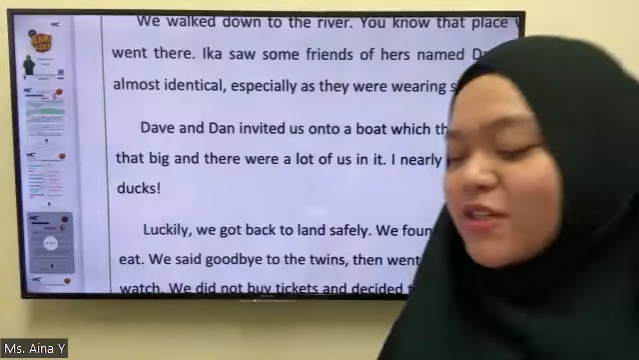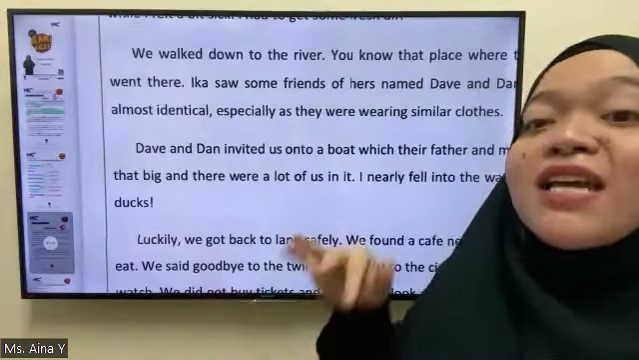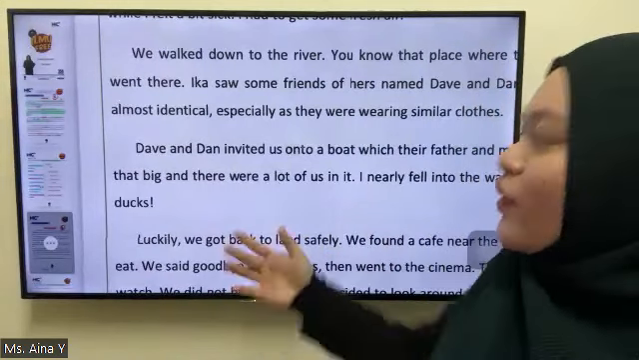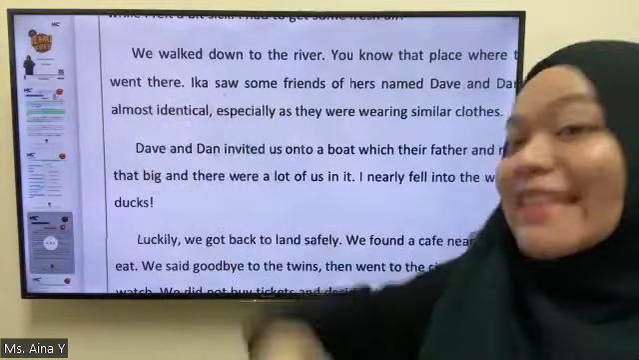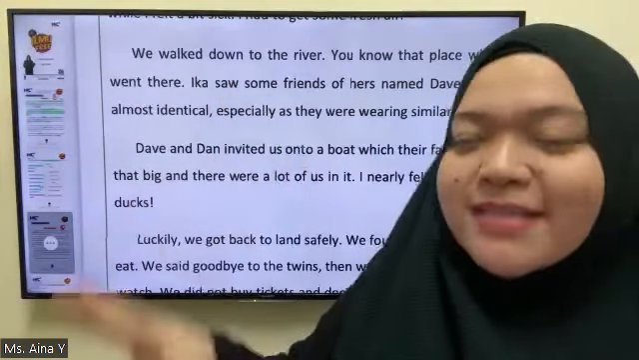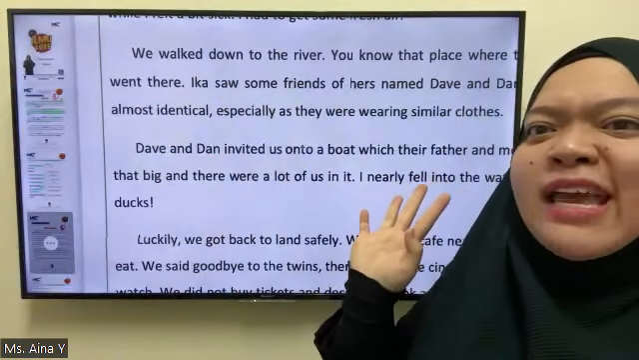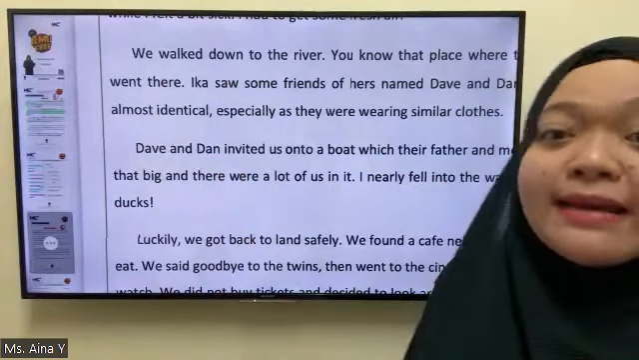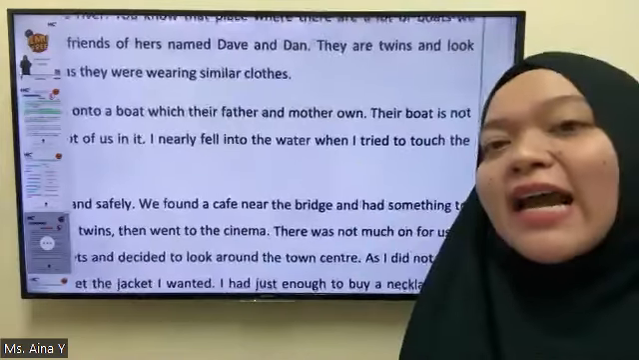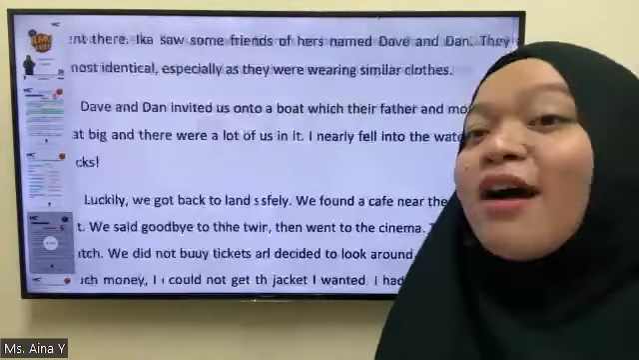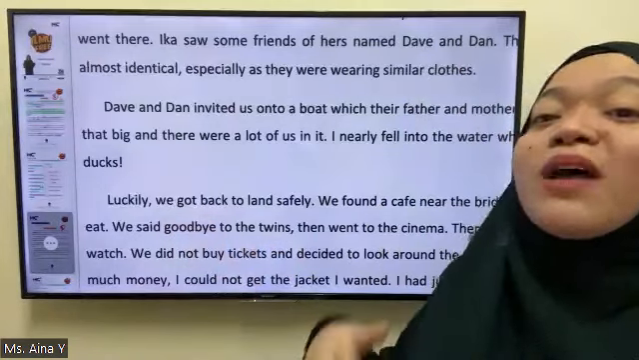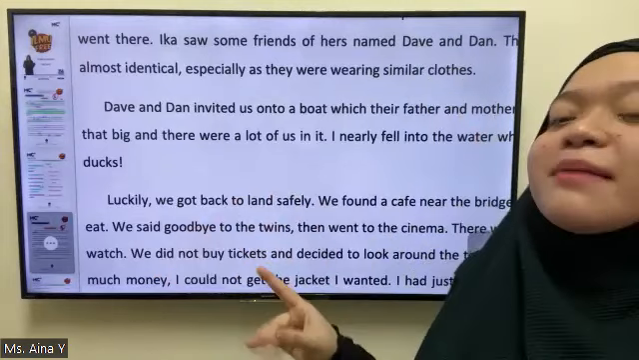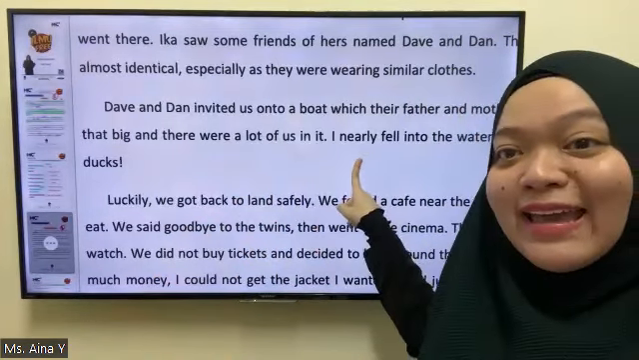So this one is quite easy. So dia ceritalah. Remember, they saw Ika and also Shasha saw Dave and Dan. So diorang ni ajak, jomlah naik boat kita. Who owned the boat? Siapa punya boat tu? Boat parents kepada Dave and Dan ni lah. Okay. And then dia cakap lagi, the boat was not that big. Boat tu taklah besar, kecil. And there were a lot of them. Ada ramai pula. Boat tak besar, orangnya ramai. Nearly fell into the water. Sebab apa?